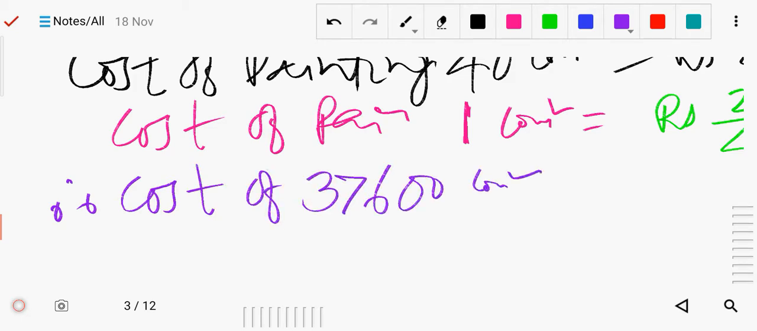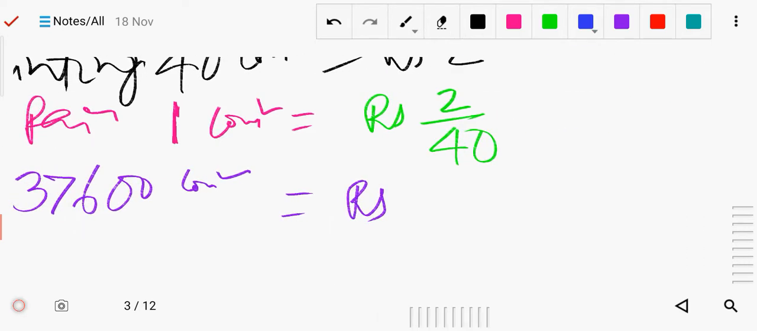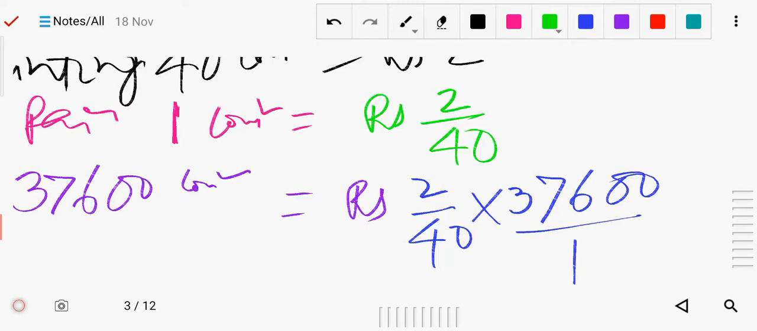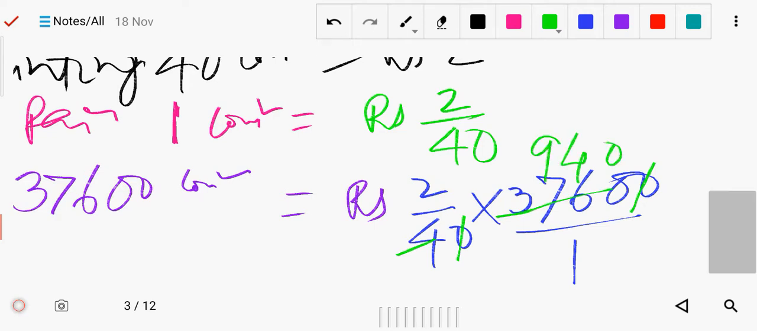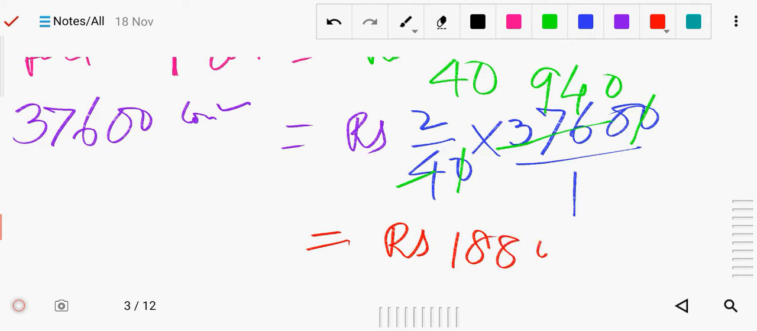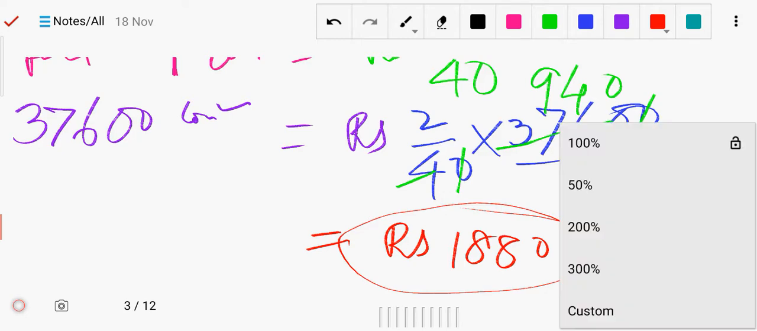37,600 centimeter square. So it will be multiplied by this number, so 2 by 40 multiplied by 37,600. Here 40 is nothing but 4 and a 0, so we can cancel the 0, and by 4 we can divide, so it will be 940. Okay, so now you can multiply 940 by 2, so it will be 1,880. Yeah, so your answer is 1,880 rupees will be the cost of painting.